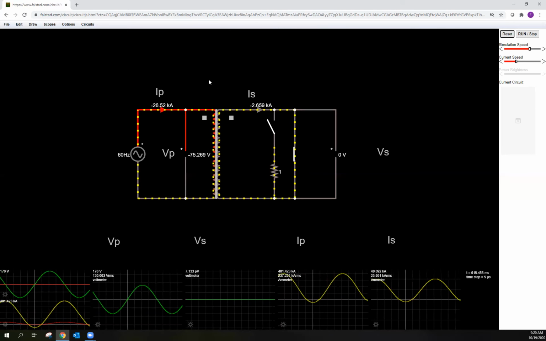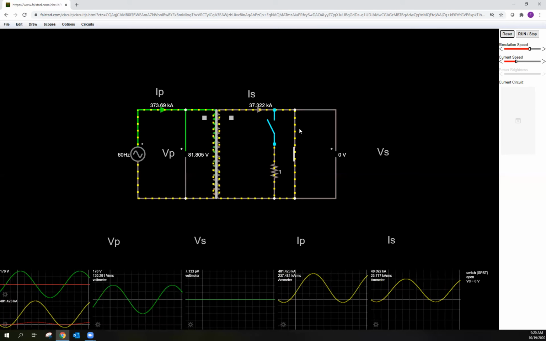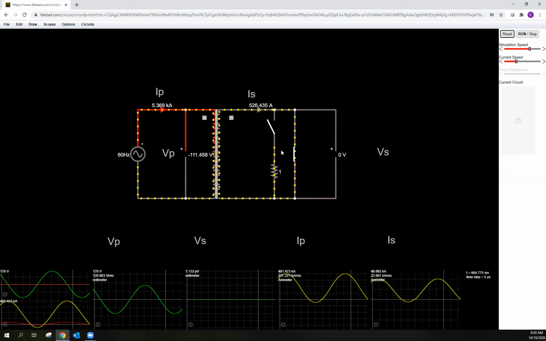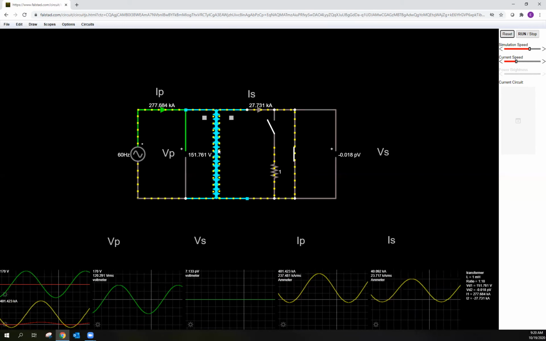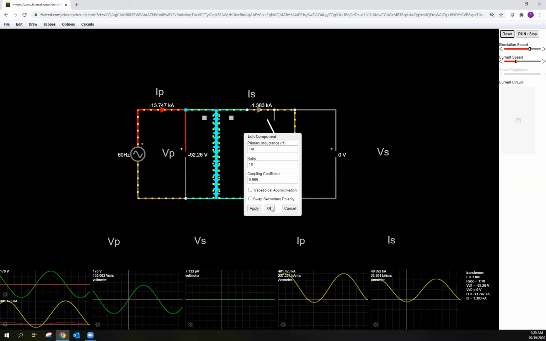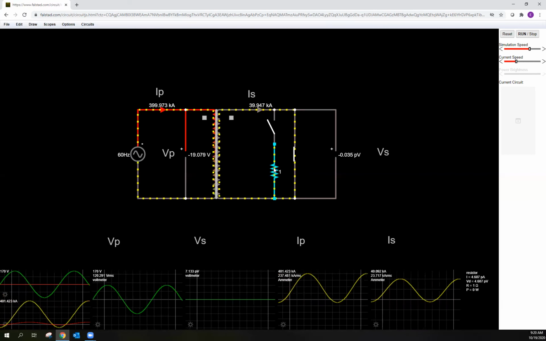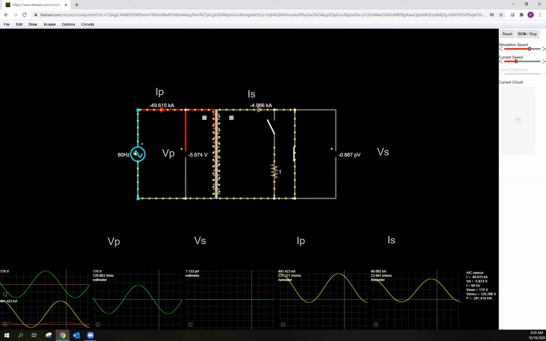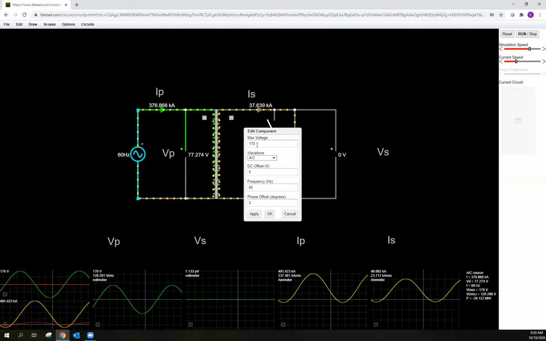Okay, well, the link to this simulation will be in the description. You can check this out and play with different values of ratio, inductance, and coupling coefficient. You can play with different values of resistance over here, and even the max voltage on the source.